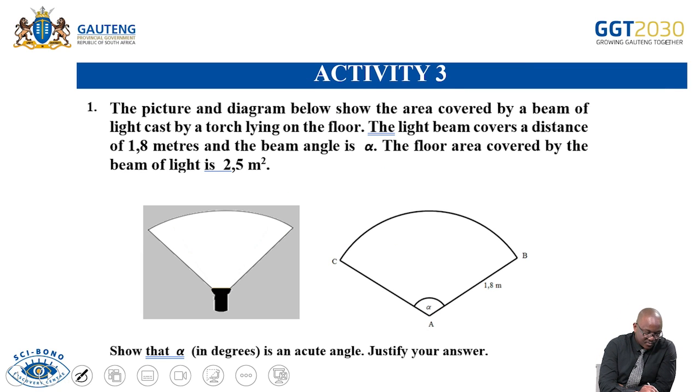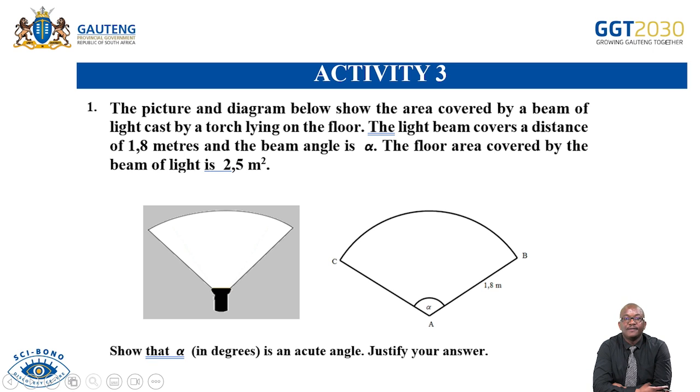Okay. When we move forward, we have an activity 3 there. And in activity 3, these are exam types of questions. So you can see that there is a statement and there is a diagram where you have to analyze from it. In this picture, they say the diagram below shows the area covered by a beam of light cast by a torch lying on the floor, correct?